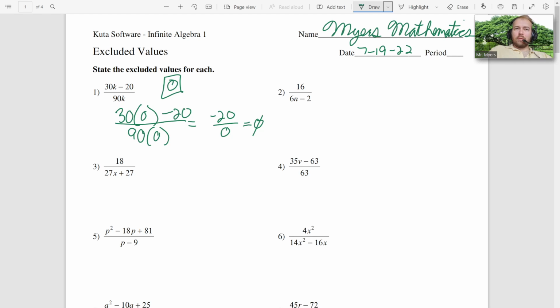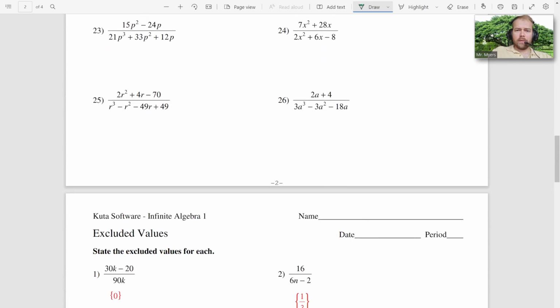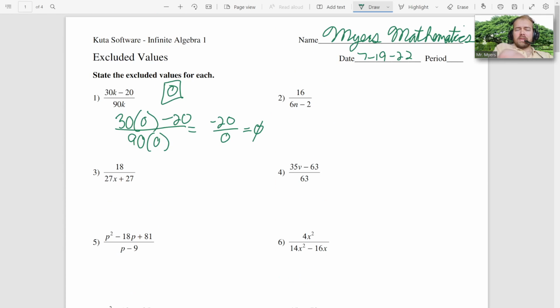Well, then, if the point is to set the denominator equal to 0, then that's all we do. So for excluded values, if you have a fraction, and I believe all of these are fractions. I think when I looked over it earlier, yeah, they're all fractions, right? If they're all fractions, then what you do is you just set the denominator equal to 0, and solve it. So you would just set 90k equal to 0 and solve it. You divide both sides by 90, 0 divided by 90 is 0. Whew, that was still a little fast.